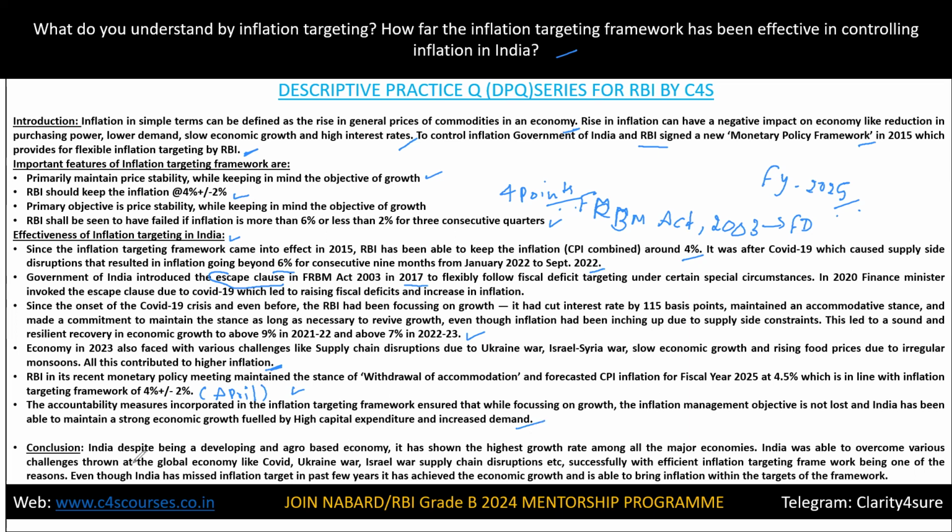Next, lastly, the conclusion, students. I have given the conclusion. This would be the ideal conclusion. India, despite being a developing and agro-based economy, has shown the highest growth rate among all the major economies. India was able to overcome various challenges thrown at the global economy, like COVID, the Ukraine war, the Israel war, supply chain disruptions, etc., successfully, with an efficient inflation targeting framework being one of the reasons. Even though India has missed the inflation target in the past few years, it has achieved economic growth and is able to bring inflation within the targets of the framework. This is your conclusion, students.